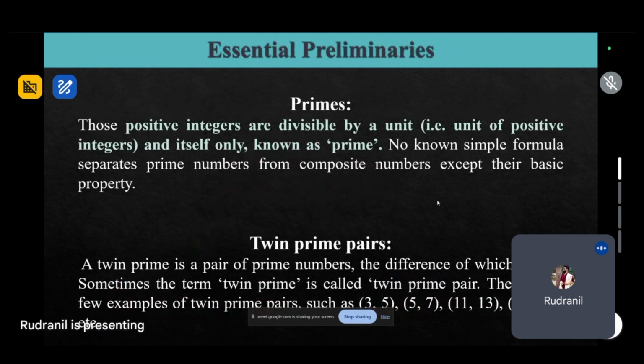Coming to the essential preliminaries. Positive integers divisible only by the unit and themselves are known as prime numbers, which is very simple. 3, 5, 7, 11, 13, etc. are prime numbers, we know that. And what about twin prime numbers? A twin prime is a pair of prime numbers whose difference is 2, like 3, 5; 5, 7; 11, 13; 79, and so on.